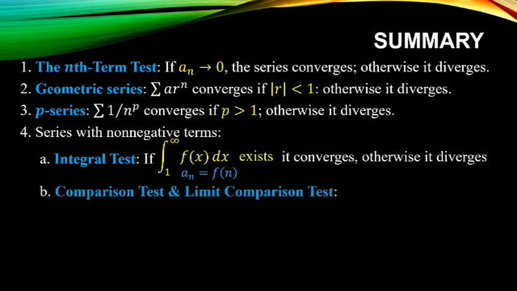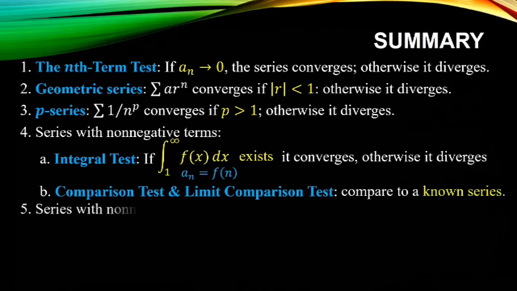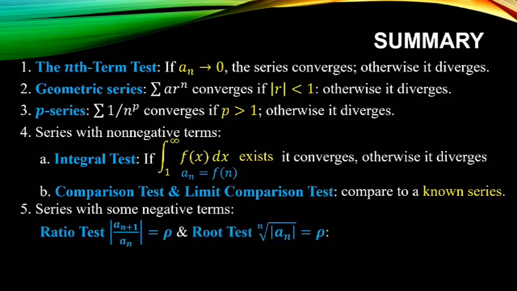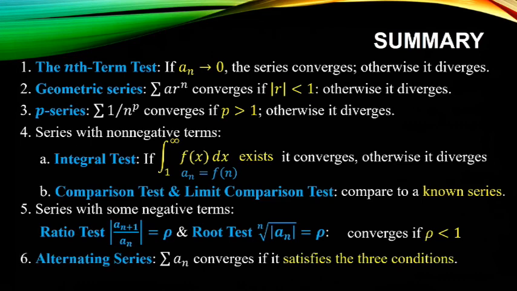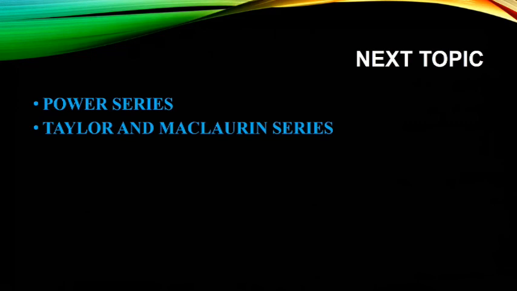We can also use the comparison test and limit comparison tests to compare the given series to a known series. And for series with some negative terms, we have the ratio test, where the limit of the absolute value of the ratio a sub n plus 1 over a sub n is equal to rho. And the root test, the nth root of the absolute value of a sub n is equal to rho, converges if rho is less than 1. And lastly, we have the alternating series test. The summation of a sub n converges if it satisfies the three conditions. So the next topic, we have the power series, Taylor and Maclaurin series.